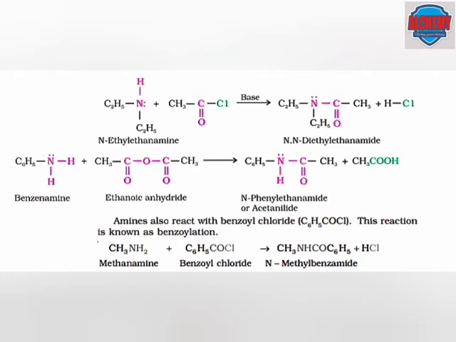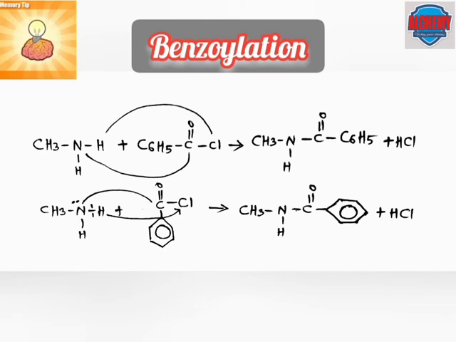Similarly, amines react with benzoyl chloride, that is C6H5COCl. This reaction is known as benzoylation. An example is given here. Methanamine combines with benzoyl chloride to form N-methyl benzamide. A simple example for benzoylation is given here.